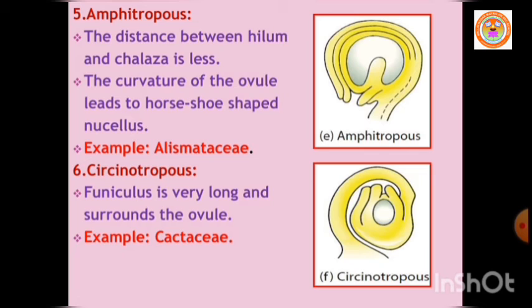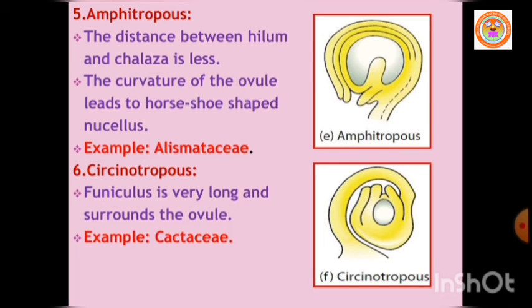Then the last type of ovule, which is called circinotropous ovule. Circino means coiled structure. In this type of ovule, the funiculus is very long. You can see the stalk of the ovule is very long, which surrounds the ovule. Hence it is called circinotropous. It looks like a coiled spring. This type of circinotropous ovule is seen in Cactaceae.